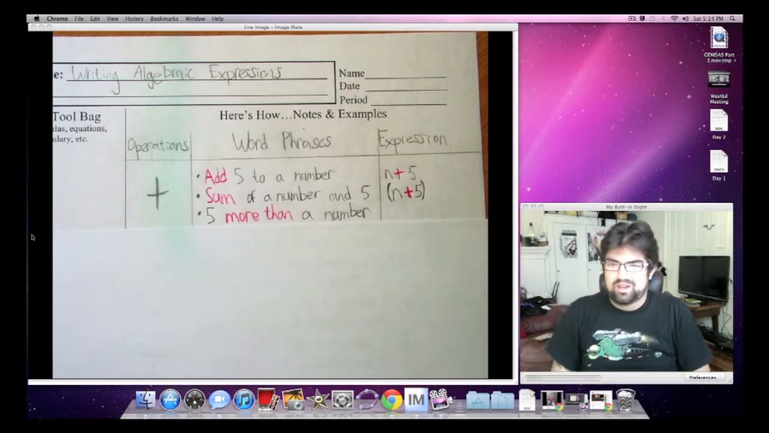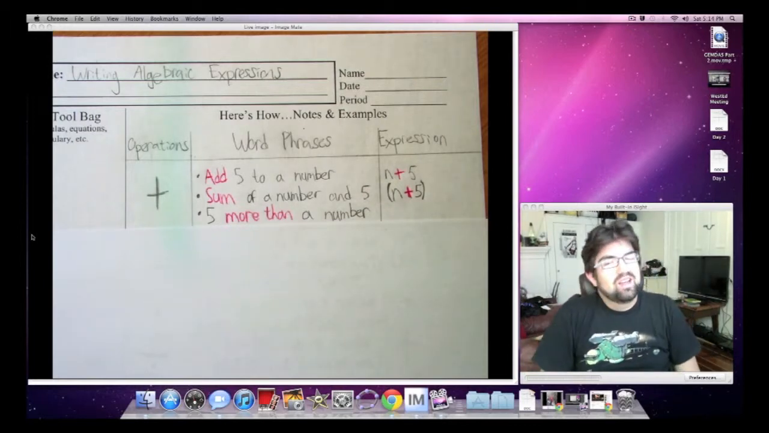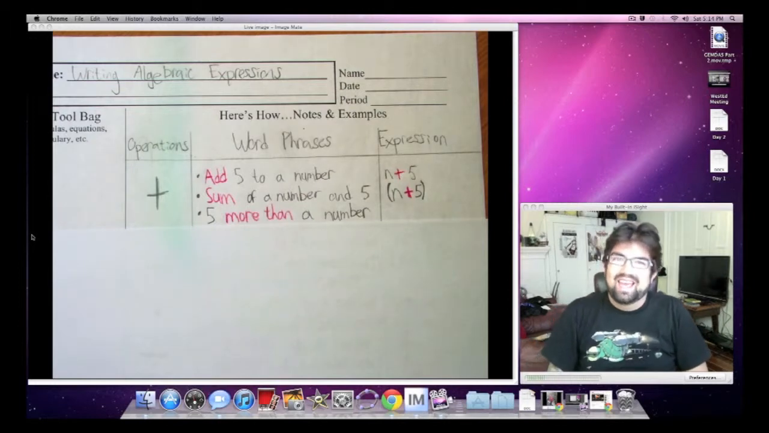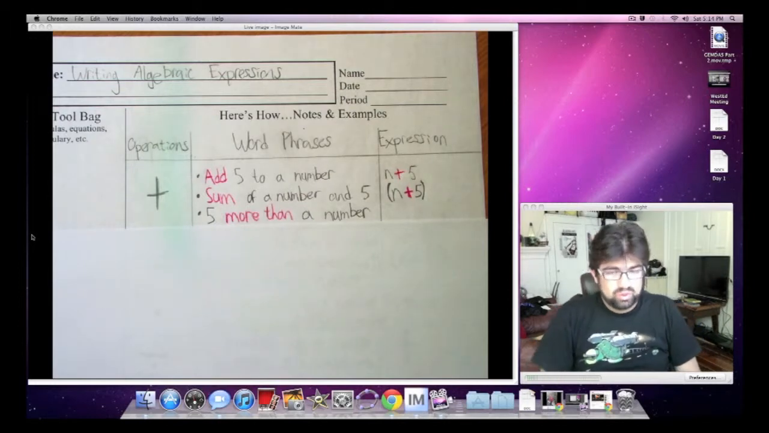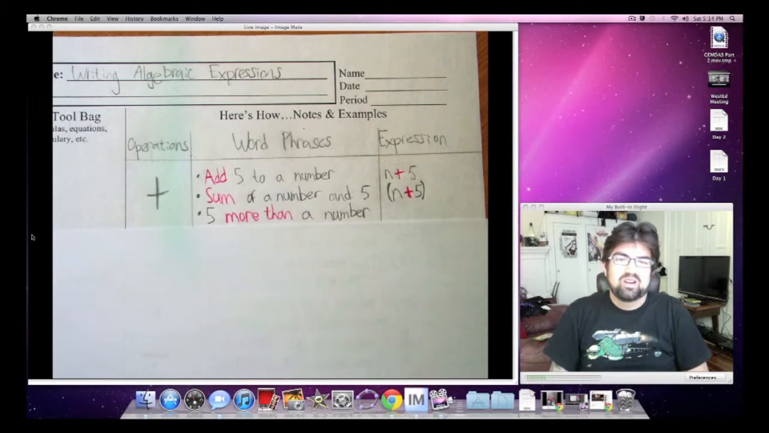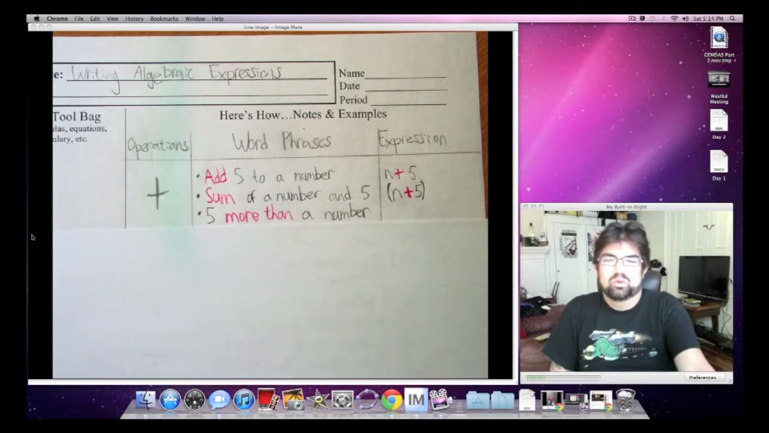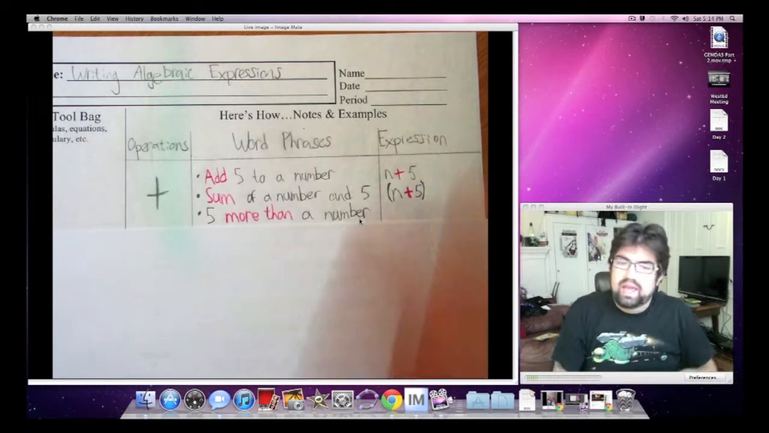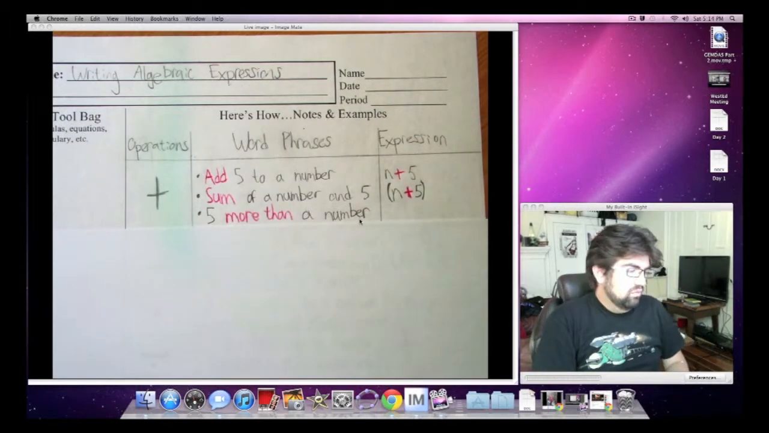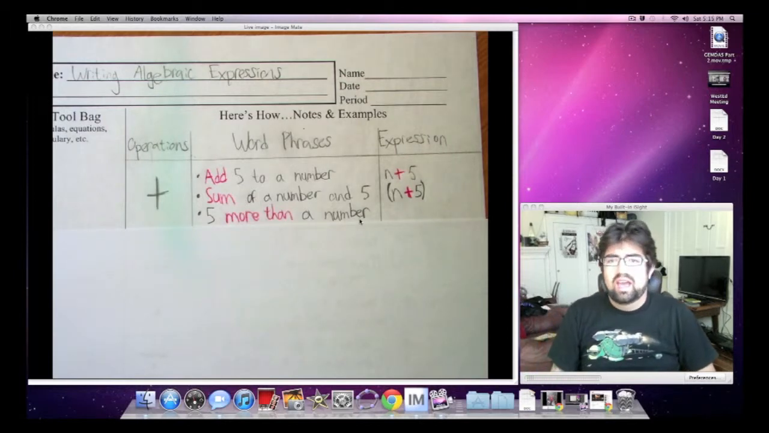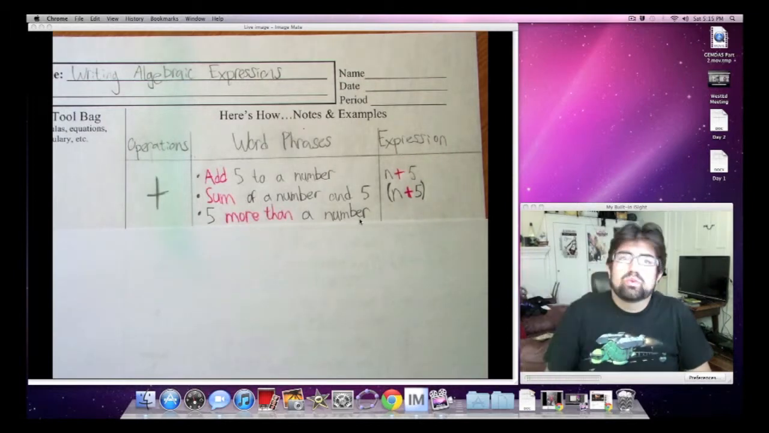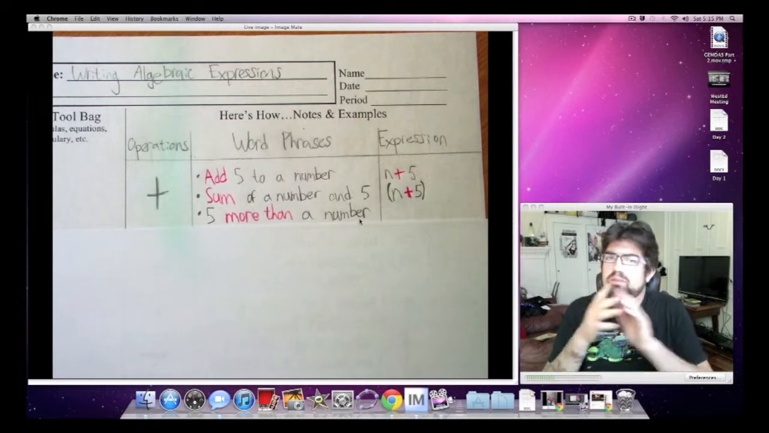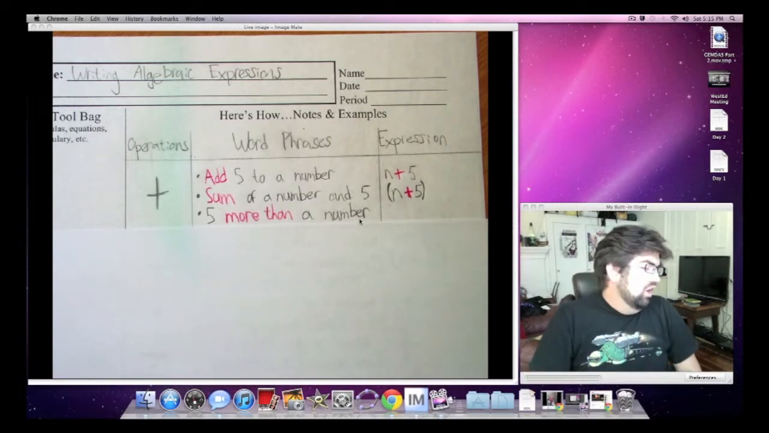Another thing other than of is the word than. 5 more than a number, which for addition doesn't matter, but if you notice I have 5 and a number backwards, right? But it's still n plus 5. Whenever it says a number and it says make a word phrase, you get to choose whatever variable you want to, k, m, j, whatever. So it's up to you, it really is.